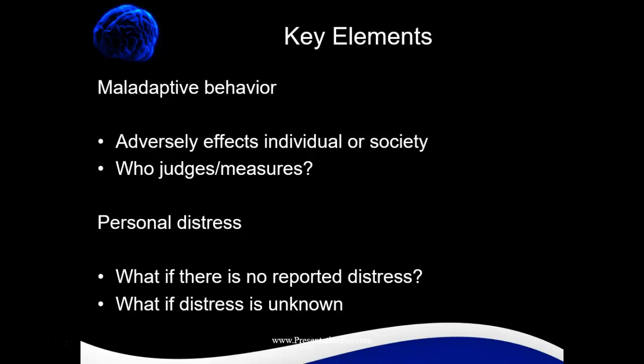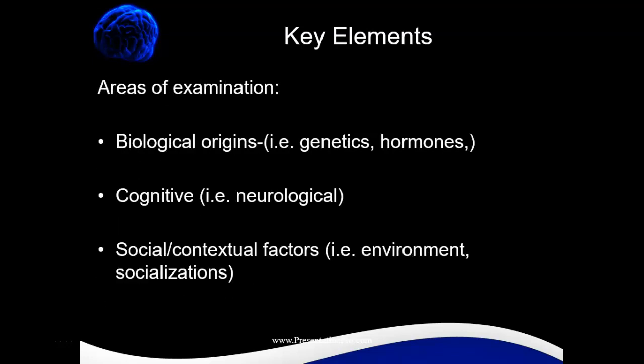Oftentimes, we also look at abnormality as causing some type of personal distress for the client. But what if there is no reported distress? What if distress is unknown? What if a client has normalized trauma and stress? So they may not even be aware that they're under stress, or sometimes not aware of the high levels of stress that they may be experiencing. One of the measures that we use for abnormalities and impairments is some type of change in level of functioning. And usually that level of functioning is impaired.